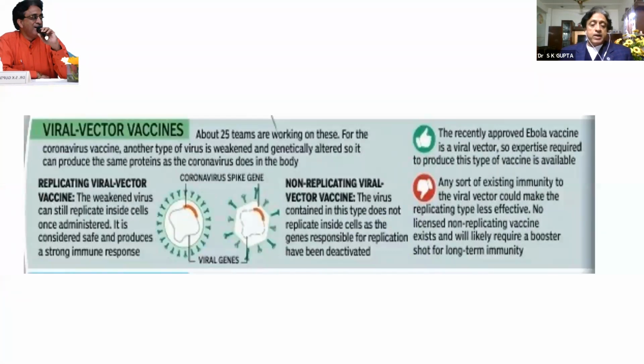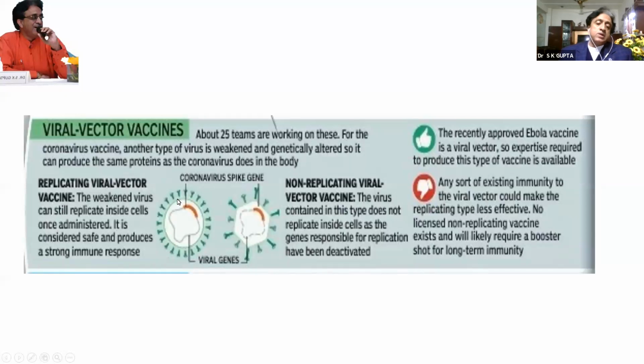Now we have the viral vector vaccines. It is very important because there are quite a few vaccines in the market. And what are viral vector vaccines? A good number of teams have been working on this front, in which the viral mRNA, which codes for the spike protein, is integrated into the DNA of a virus, which acts as a vector to take this mRNA into the human body. And this virus is generally an adenovirus, which can be a chimpanzee adenovirus or a human adenovirus.